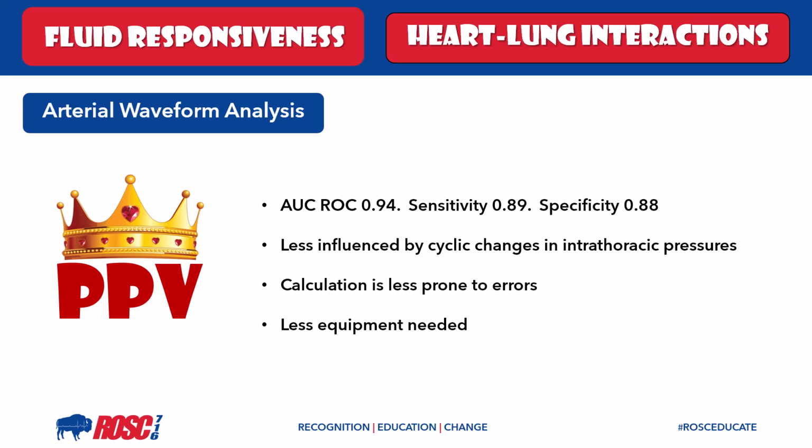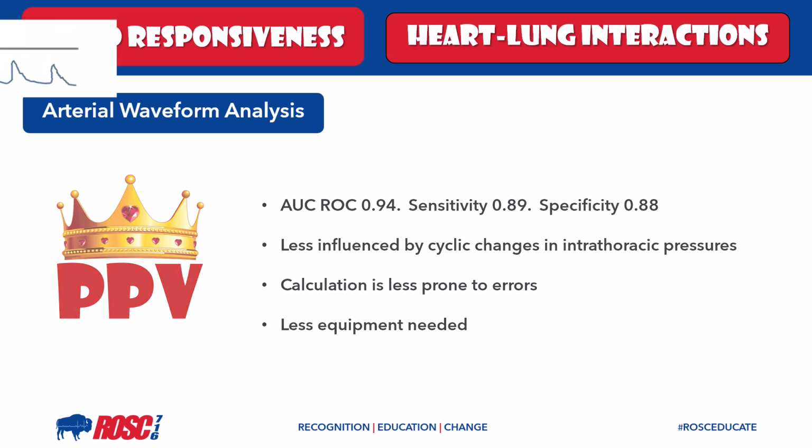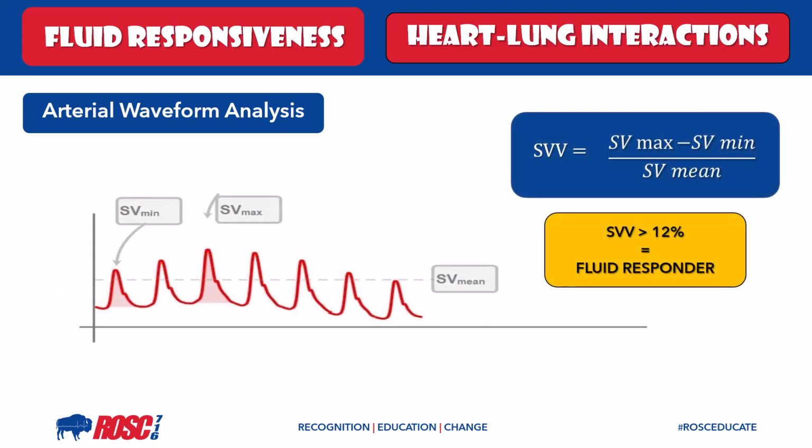Let's take a bit closer look at the stroke volume variation and pulse pressure variation. First, let's take a look at stroke volume variation. Again, stroke volume variation is a machine measurement by a minimally invasive machine. As you can see here, stroke volume variation is derived from the stroke volume max minus the stroke volume minimum divided by the stroke volume mean. Again, don't worry about remembering this formula. The machine is doing it for you. If your patient has a stroke volume variation of 12% or greater, they're a fluid responder.